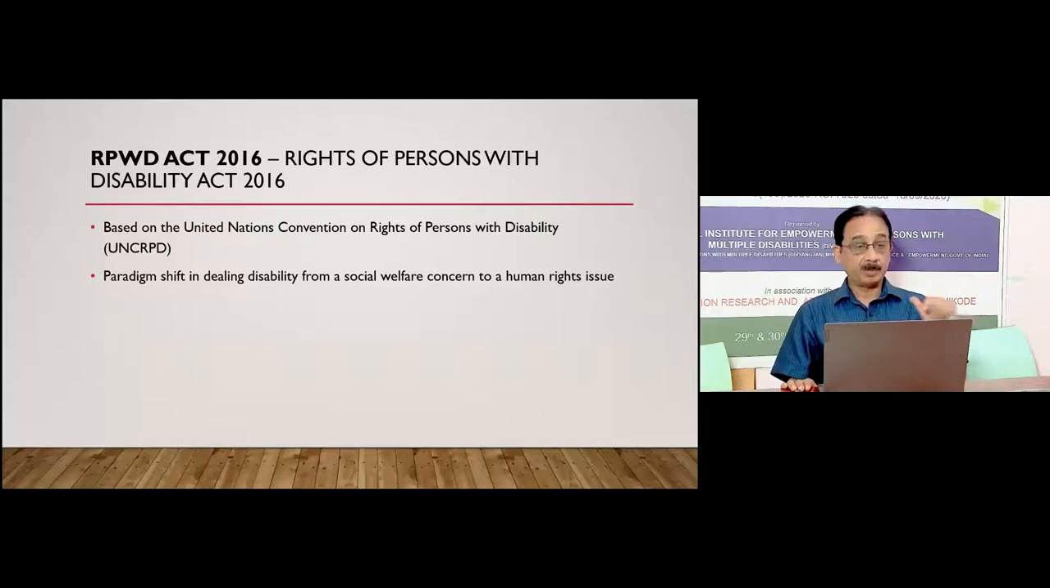Then came the RPWD Act 2016, the Rights of Persons with Disabilities Act 2016. This act was introduced based on the United Nations Convention on the Rights of Persons with Disabilities. Any country, developing or developed, most of the countries follow the WHO and the United Nations pattern for many aspects, especially disability prevention, disability management and rehabilitation. India is also part of this convention, and based on it, the RPWD Act, a modification of the PWD Act 1995, was introduced and passed in 2016.